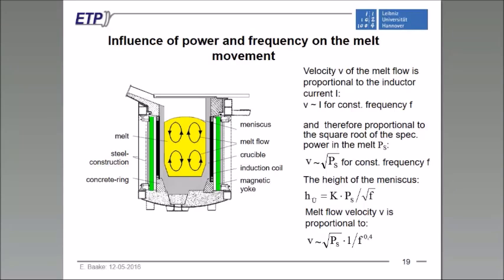There are some very important effects. That means the influence of the power and the frequency on the melt movement. With the help of the power and of the current, we have the possibility to control, for example, the flow. And we know that the velocity is directly proportional to the electric current in the induction coil. That means if we have a higher current or higher power in the melt, of course we get a higher melt stirring, and we also get a higher meniscus shape of the melt.